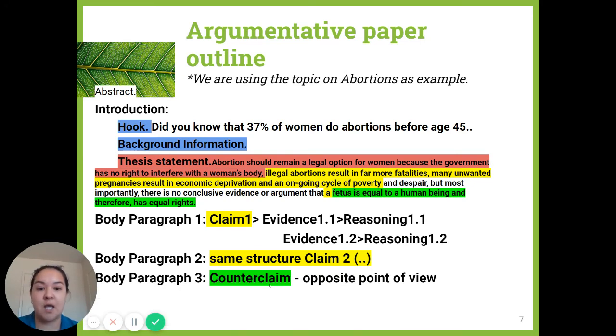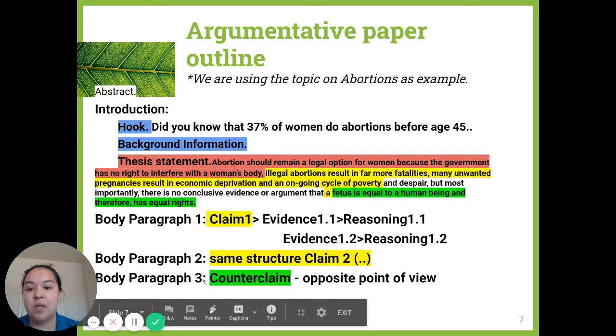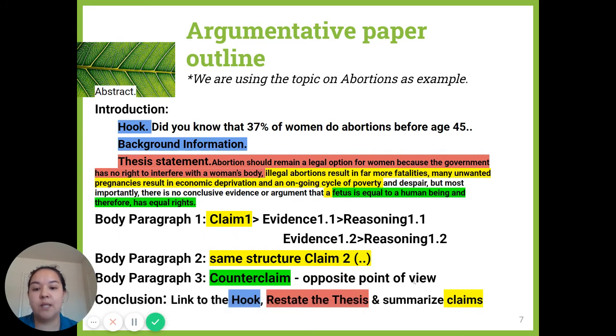Remember, for an argumentative essay, we have to analyze 2 different points of view. So one point of view, you are pro-abortion, pro-choice, but another statement is that a fetus is a human being, it feels pain, that is a different point of view. That is a pro-life point of view. So we have to state in one of the body paragraphs a counterclaim that is opposite to your opinion. And finally, in conclusion, we link to the hook again, we restate the thesis, and we summarize our claims.